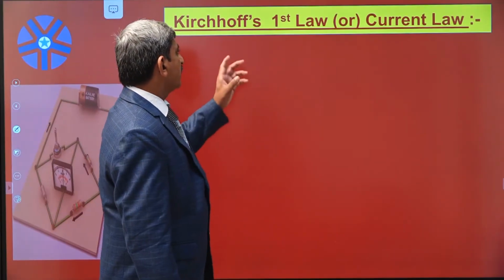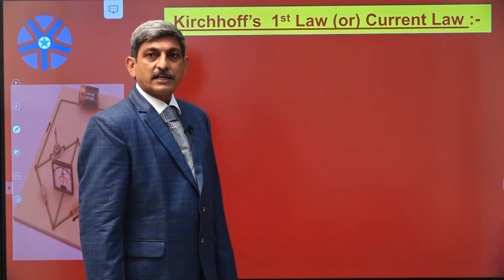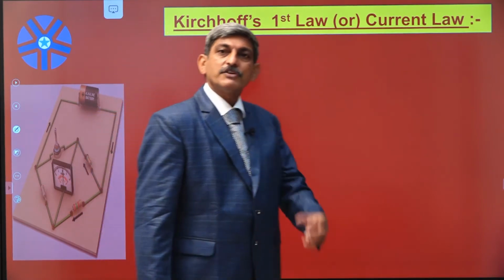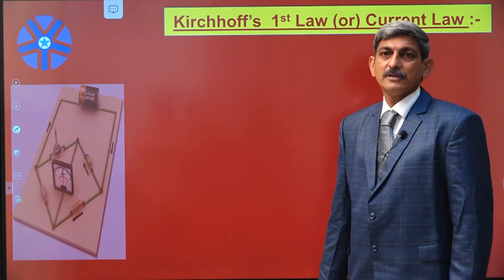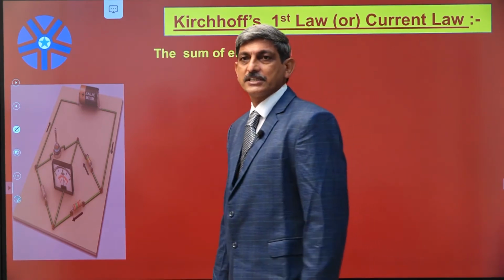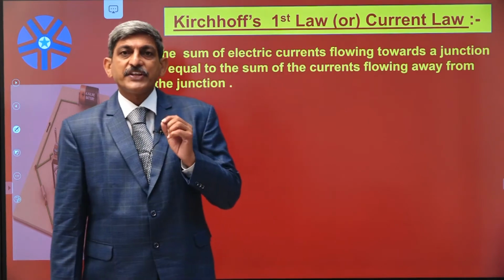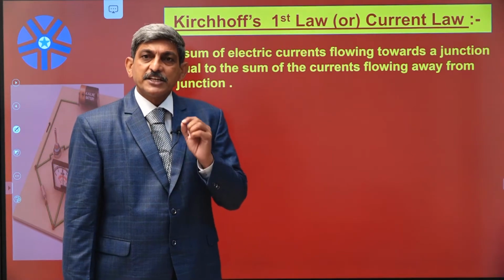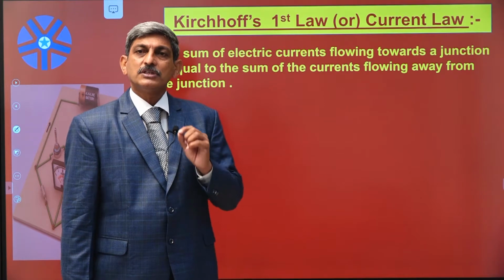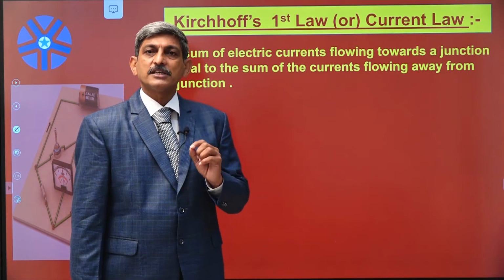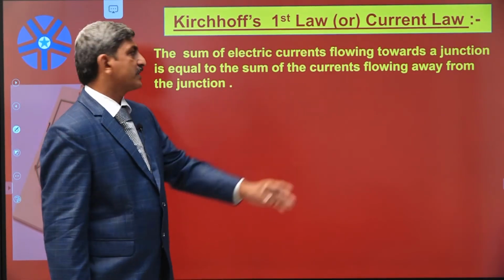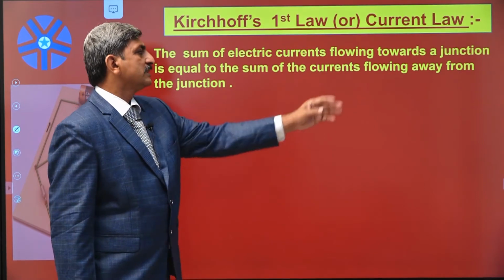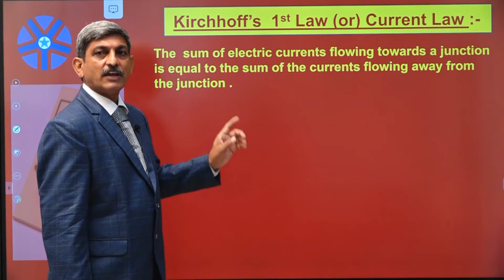Now, come to Kirchhoff's first law, or current law. Let us recall what we studied in the last session. Kirchhoff's first law states that the sum of the electrical currents passing towards a junction is equal to the sum of the electrical currents passing away from the junction. I am repeating: the sum of the electrical currents flowing towards a junction is equal to the sum of the currents flowing away from the junction.